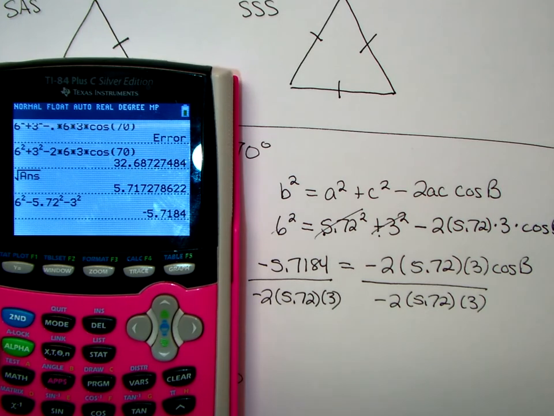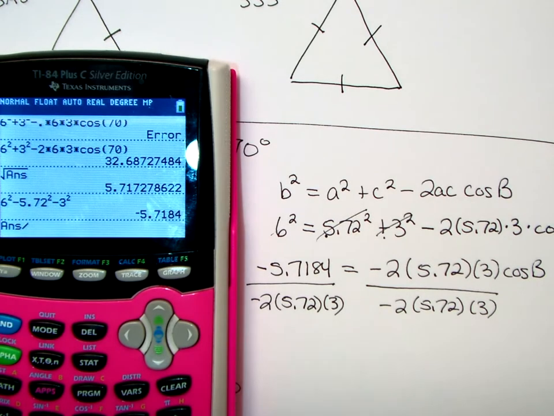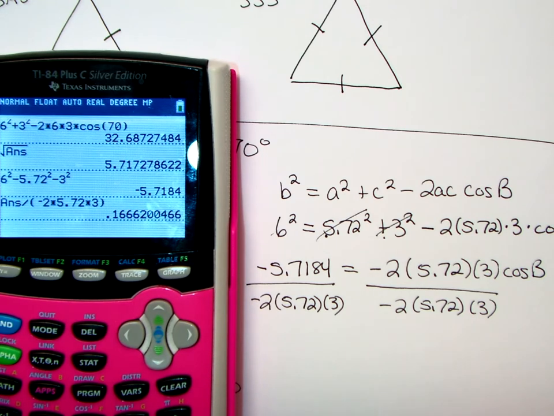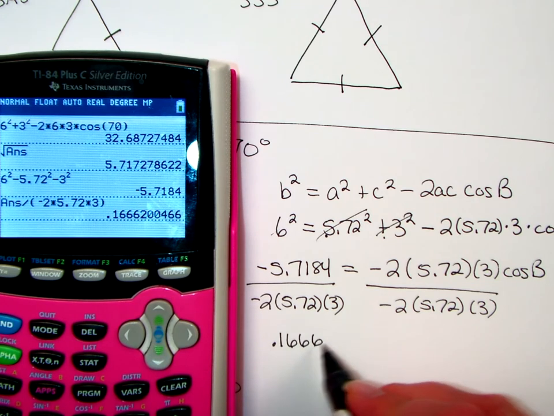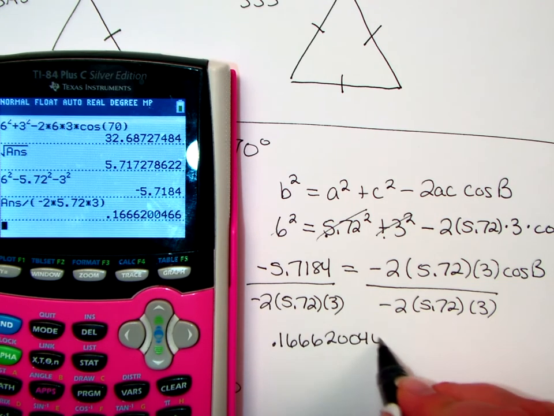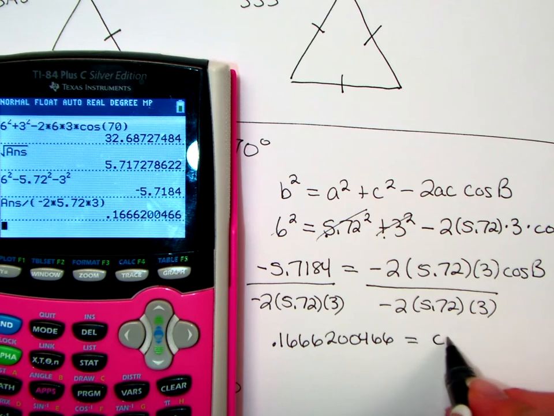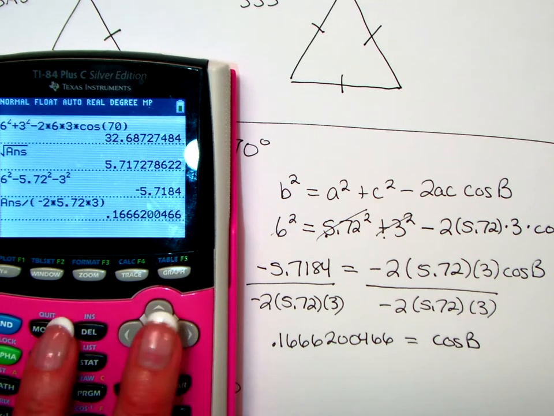Right? So if you just hit divide right away, okay, it's going to take the answer divided by. Now, we have multiple items down here in this denominator, so make sure you put them in parentheses. So start off with the parentheses, negative 2 times 5.72 times 3 is 0.1666. All right, so there's the decimal.